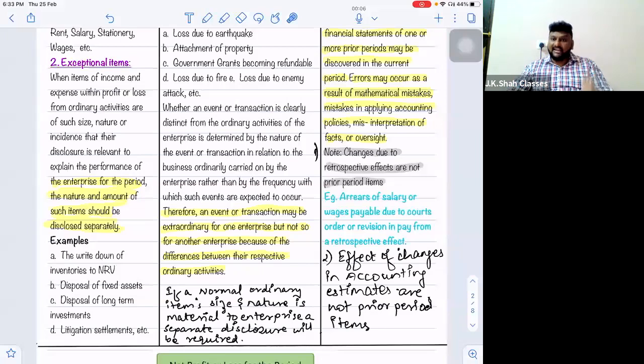Means, I gave you the example of salary. If salary is 4 lakhs and your total expense is 10 lakhs, so salary covers 40% of your total expenditure. So salary's size and nature is material for the enterprise. So salary should also be given a separate disclosure. That is the point which I have written separately over here. So you can please take a note of this point.